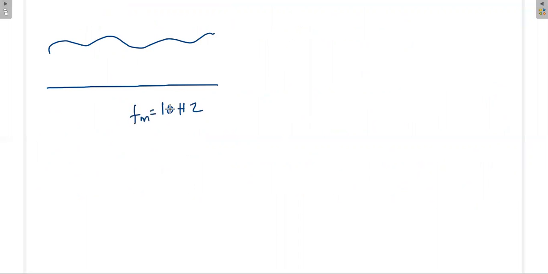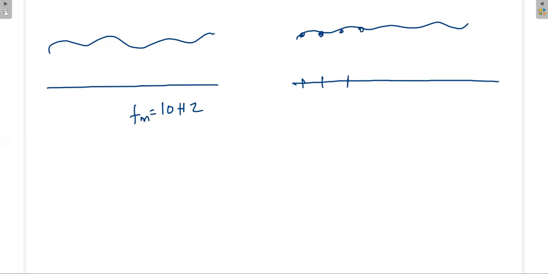Say there is some signal, having a maximum frequency of 10 hertz, for example, I am assuming. Again, I can take the samples at a defined interval like this. Now the question here is, what should be the time difference between the samples? The time difference between the samples is Ts.